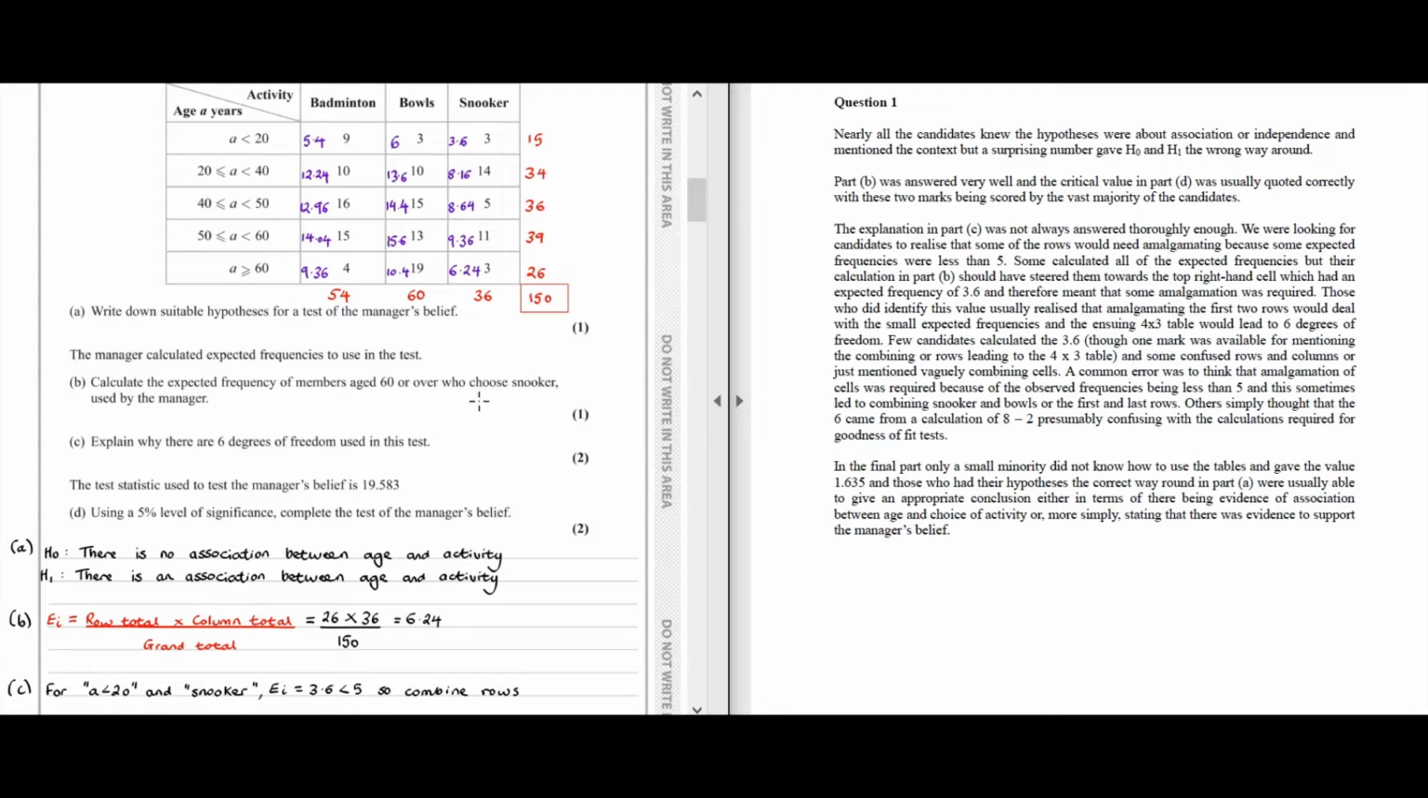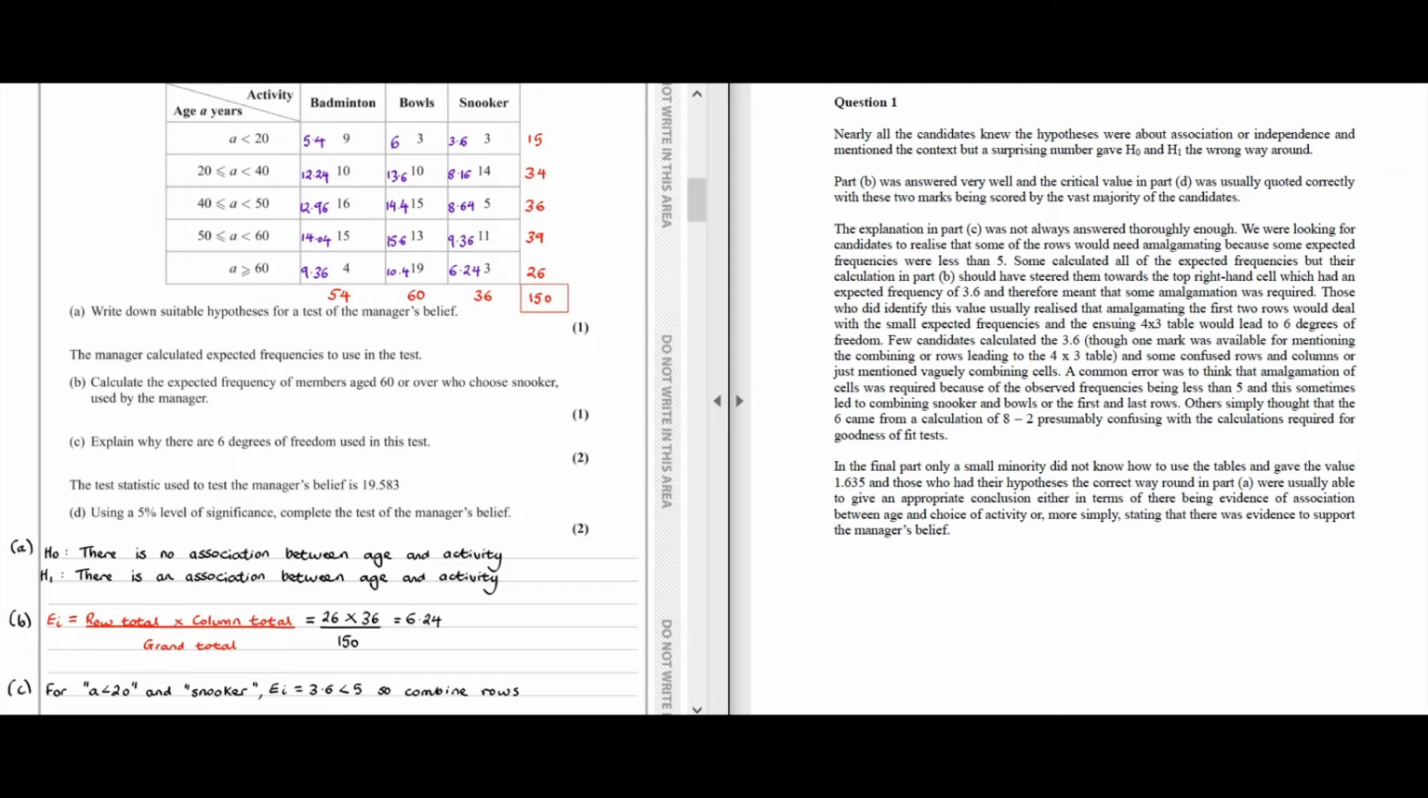Part B, that was answered quite well to find out the expected value, and the critical value in part D was usually quoted correctly, with those 2 marks being scored by the vast majority of candidates. Okay, so that's that mentioned. However, for part C, where we had to explain why there's 6 degrees of freedom, this one gave a bit of trouble.